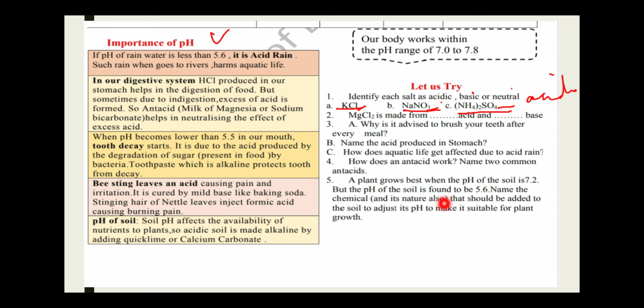Name the chemical and its nature also that should be added to the soil to adjust its pH to make it suitable for plant growth. So as you know here, we have to add quicklime or calcium carbonate, and its nature is what? It would be basic in nature, definitely. It would be alkaline in nature, है ना? Alkaline nature है उनकी. That is why we are adding it to acidic soil, so as to increase the pH from 5.6 to 7.2 at least, so that the plant will grow in better condition.